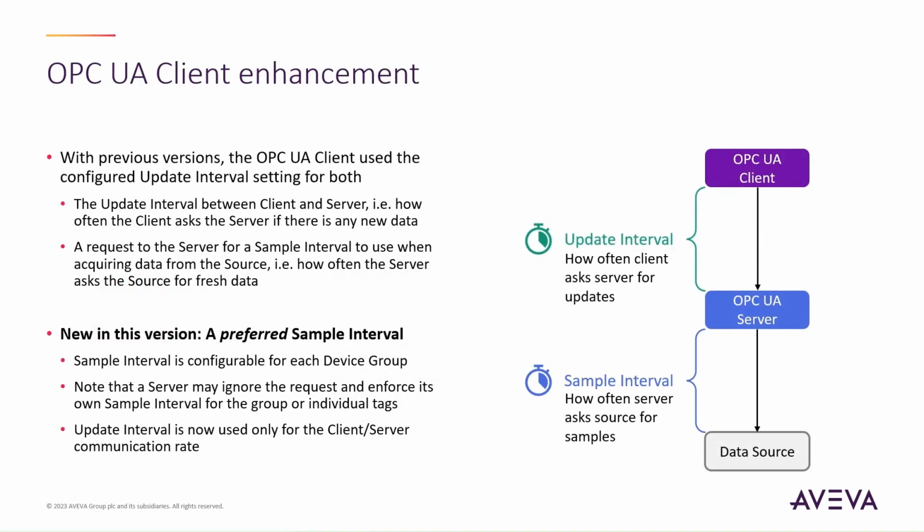The OPC UA client now enables configuration of a preferred sample rate per device group. The sample rate is submitted to the connected OPC UA servers as a request for how fast the server shall poll its data source. With this setting, the client can be configured to ask the server for new data at a low frequency, but still get high-resolution data from the server when data changes.